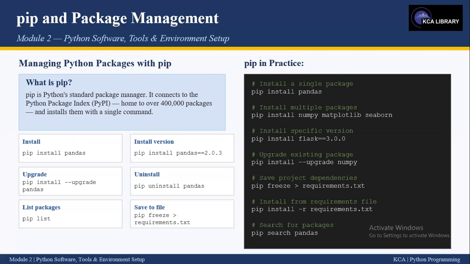So to use pip in practice, you follow these steps: install a single package, install multiple packages, install a specific version, upgrade an existing package, save project dependencies, install from a requirements file, and search for packages. So that's how you can use all those commands.